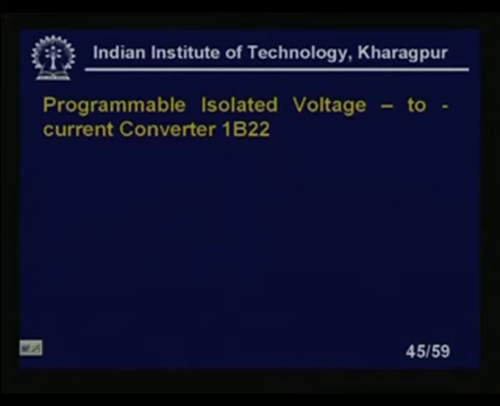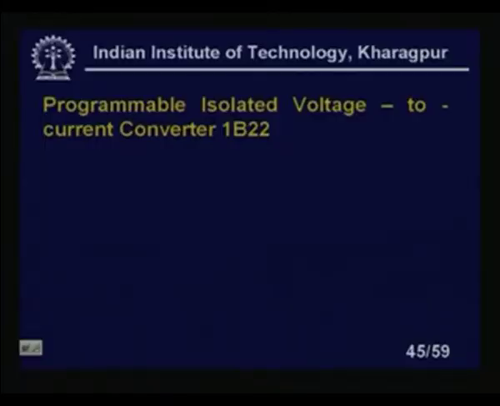Now, last of these particular lessons, we will discuss some programmable isolated voltage to current converters, 1B22. This is also needed in many places, because we cannot transmit voltage, we have to always transmit current. Whenever I am getting signals, pneumatic signals or anything, which is to be converted to voltage first and then transmitted to the actual point of control, mostly the PC, I need a voltage to current converter. All these things can be achieved by this chip 1B22. Let us look at the details of this one.